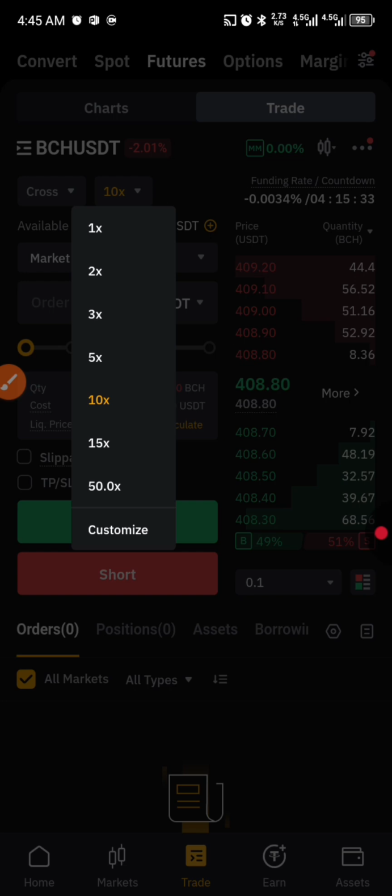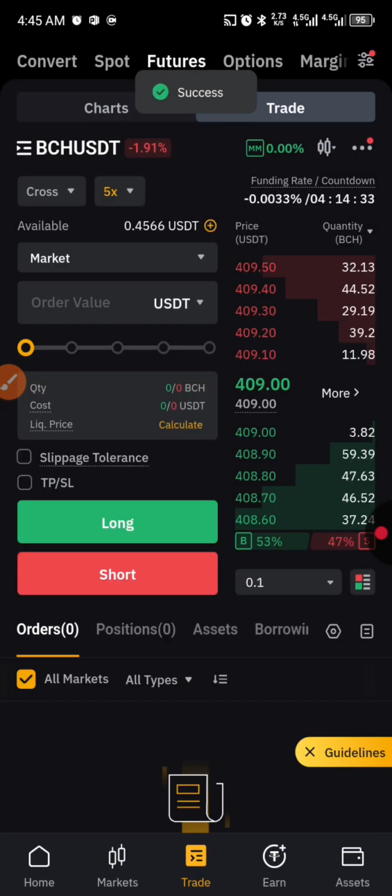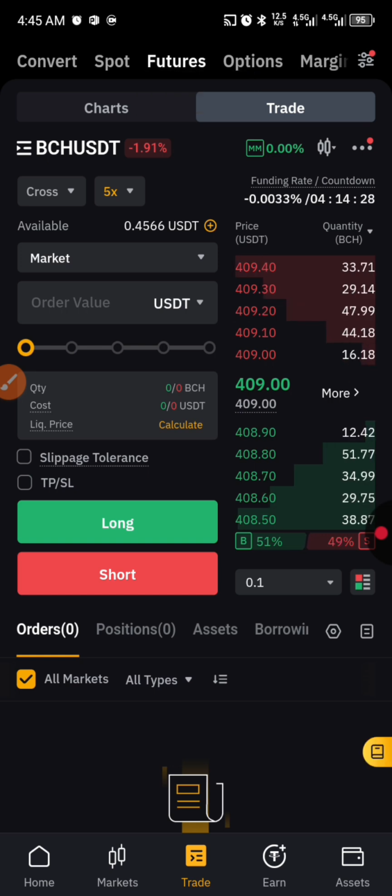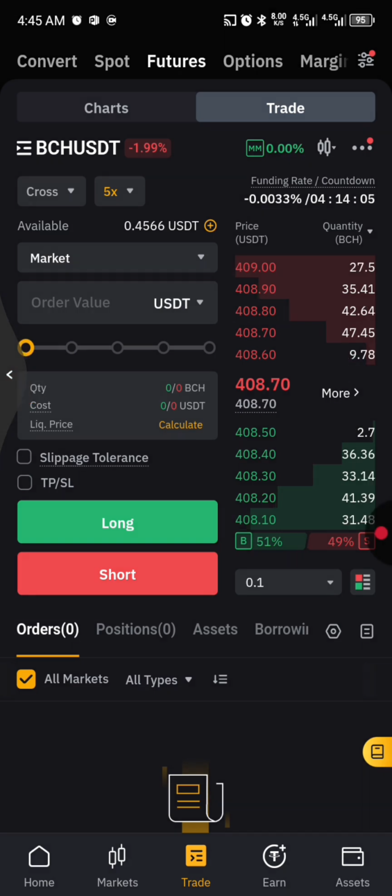So if you're using 5x, what it means is that any trade you're going to be entering will have your money multiplied by 5. That is what you will be getting. So if you're trading with $1, it's 1 times 5, which is 5. Or if you're trading with $10, 10 times 5, which is what? 50. That's what you'll be trading with. All right, so that's the leverage we're talking about here.